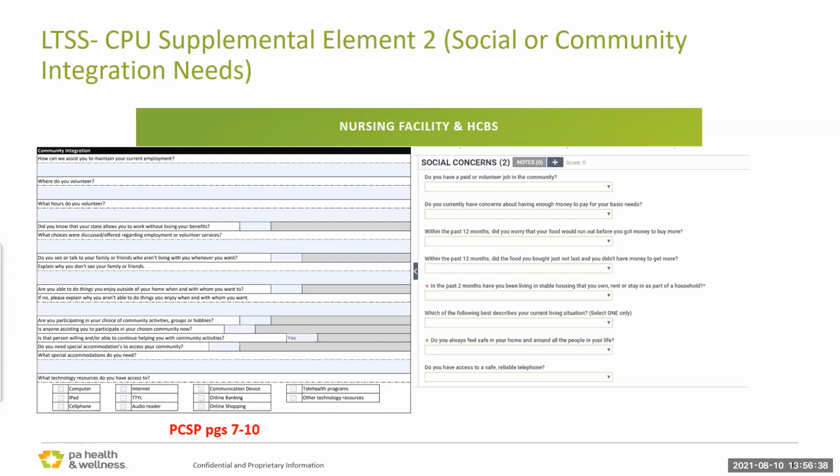Okay, so for nursing facility and HCBS participants, we would document this in the PCSP pages 7 through 10, where we talk about community integration. It asks you about volunteering, it asks you about interest in working, it asks you about all the things that might be a barrier to them getting to those activities and how we are mitigating those. So that captures it perfectly. We're also looking at the HRA under social concerns, that's going to really meet the element as well.